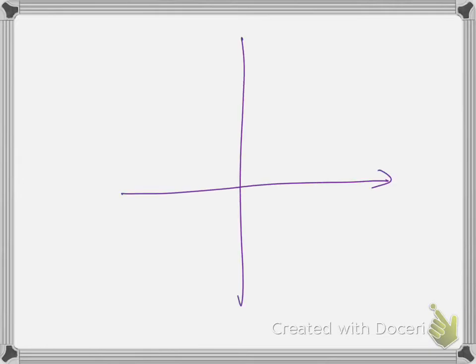So now what about other angles? If you got an angle in the first quadrant, so now we have 4 quadrants. 1, 2, 3, and 4. So these 4 quadrants.